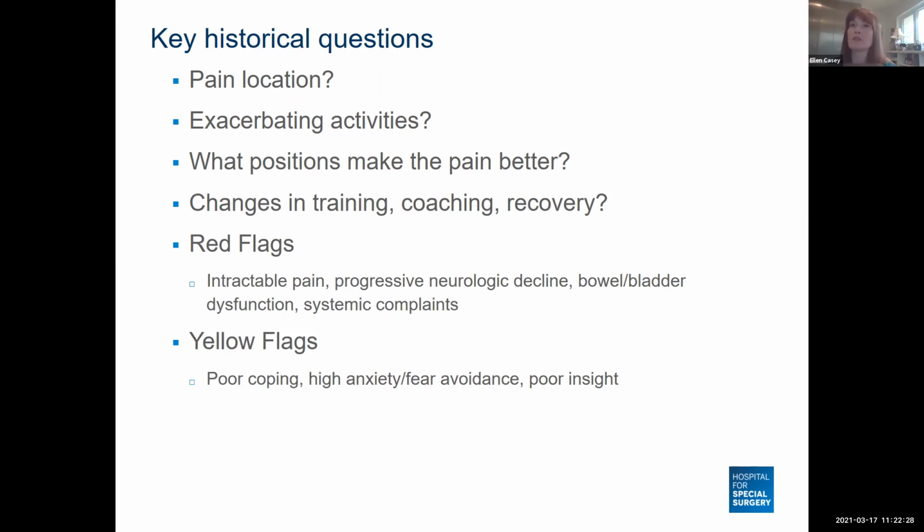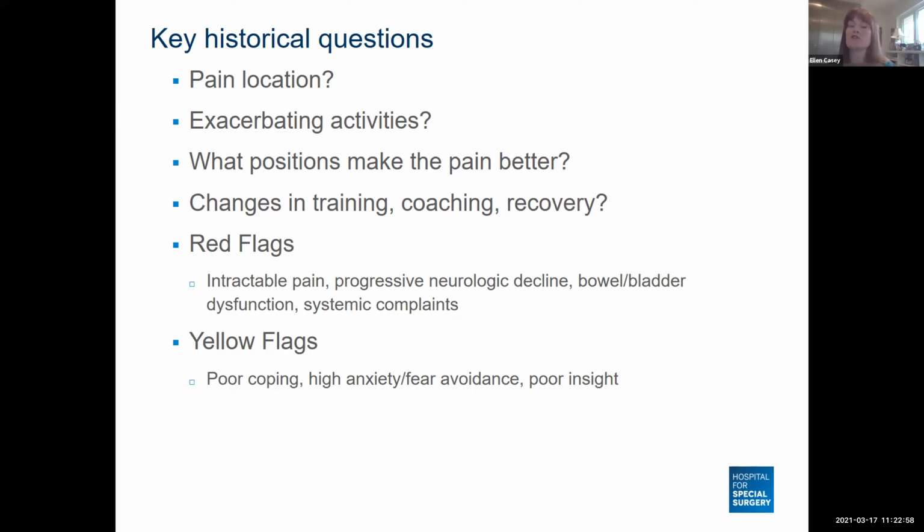And as always with any injury, but certainly in the spine, we think of red flags. Where we would need to say, okay, we need some immediate imaging and potentially an intervention. So intractable pain is a little bit of a yellow-red flag, but certainly progressive neurologic decline, like weakness particularly, or maybe a reflex change, bowel and bladder dysfunction, and then systemic complaints that just don't really fit with a mechanical cause of back pain.